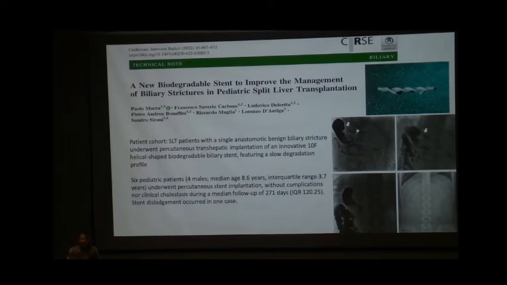This is another new design of biodegradable stent to improve management of biliary stricture, and it was used in pediatric split liver transplant, and it looks mostly like a plastic stent. This is how very different a design you can see here. And again, it is used in the same way. The material is the same. A PTBD has been done, then balloon dilatation. After that, this plastic stent has been placed across it. This is how it looks, and this gets degraded.